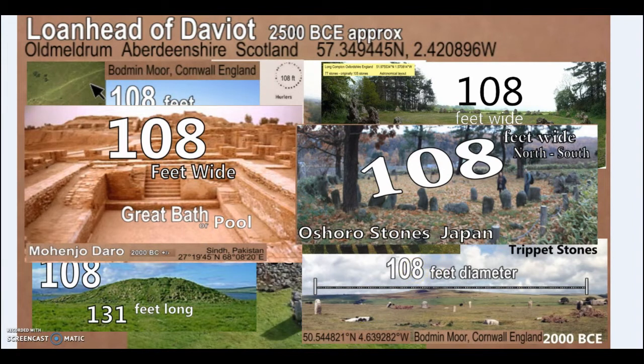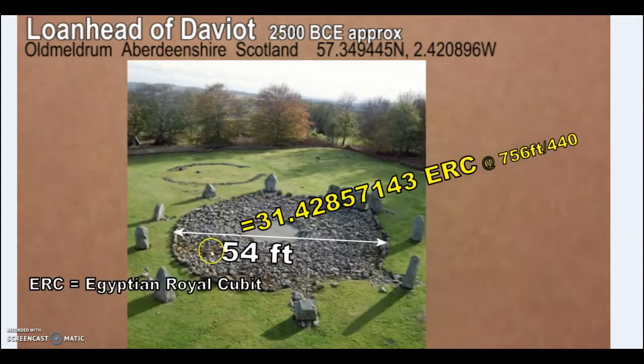You cannot separate the two. So, okay, back to the late. Okay, so 54 feet being half of Stonehenge, all these other ones. Well, that's lovely because it connects to, that turns out to be 31.42857142, and that's rounded off, so it'll just be repeated decimal places. Egyptian royal cubits, at the definition of 756 feet by 430.